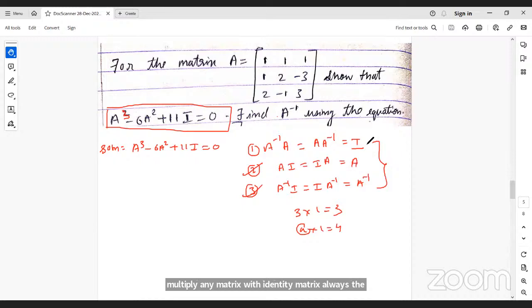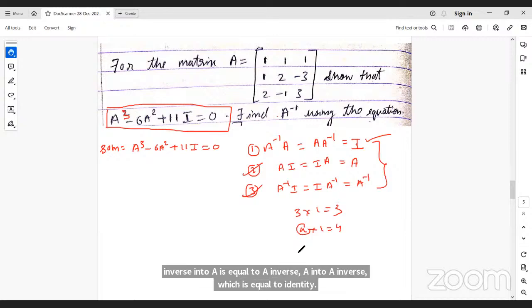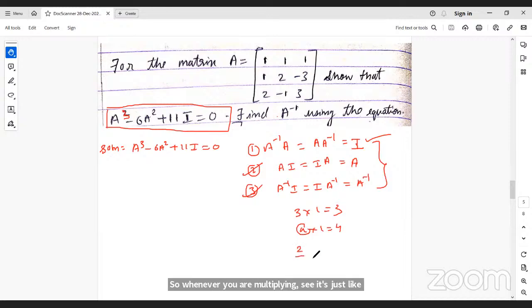The first formula is A inverse into A equal to A into A inverse, which is equal to the identity matrix. It's just like multiplying 2 by 3 into 1 by 3 by 2. When you multiply a number with its inverse, the answer is 1. So when you multiply a matrix with its inverse, the answer is always the identity matrix. Using these three formulas, we need to simplify it. Pay attention.